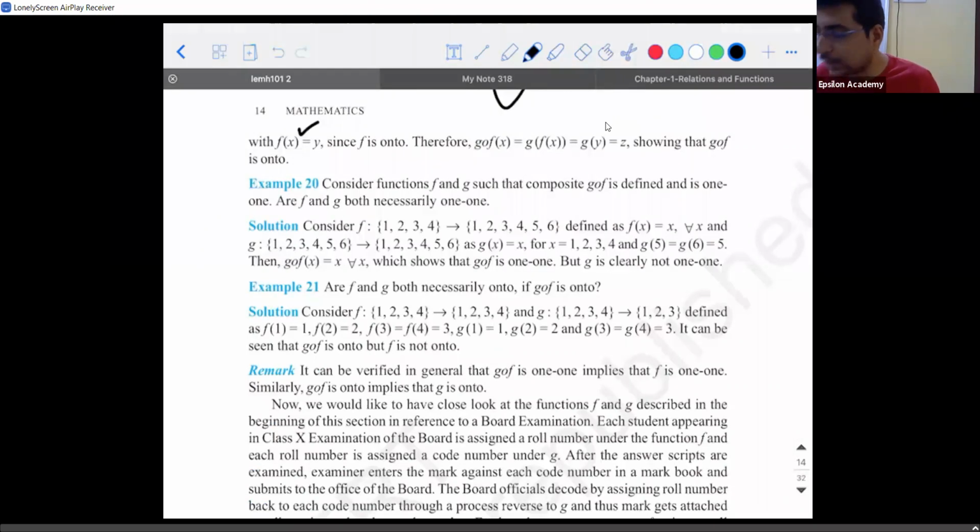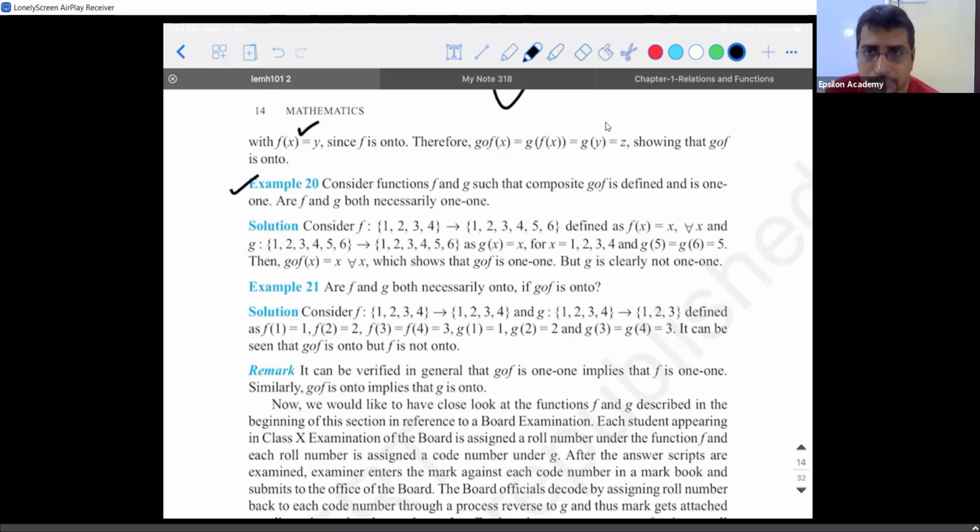Okay, till then I'm moving on to the next one. Consider functions f and g such that the composite g circle f is defined and is 1 to 1. Are f and g both necessarily 1 to 1?